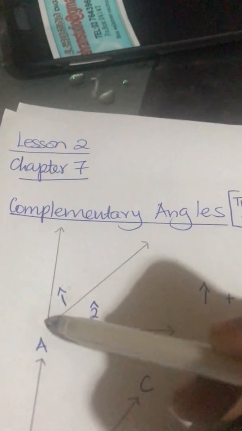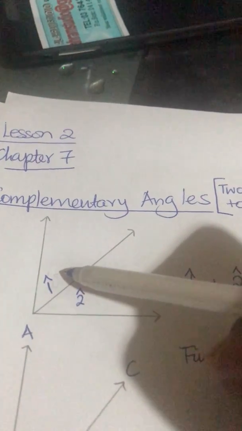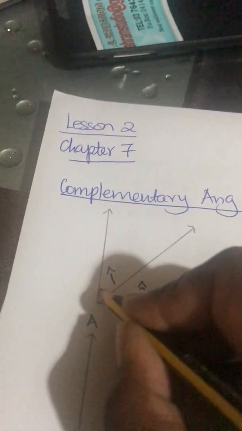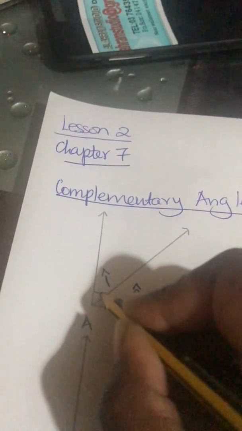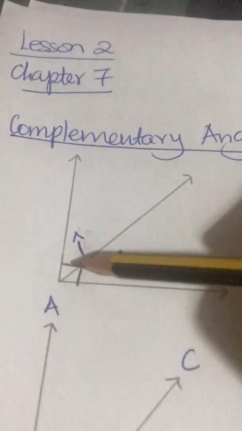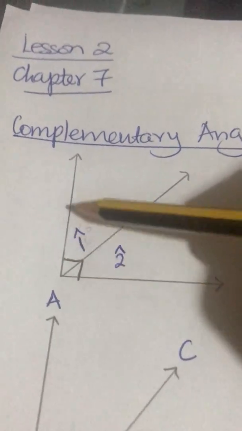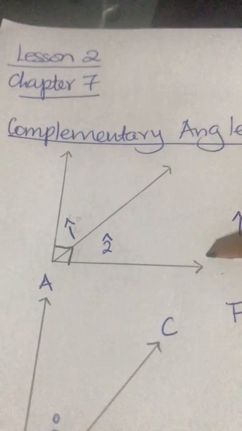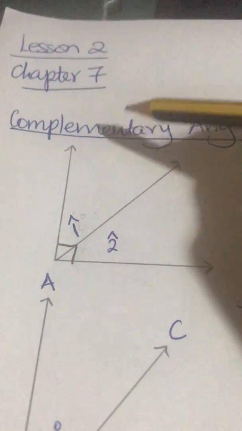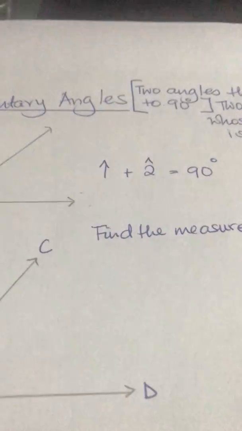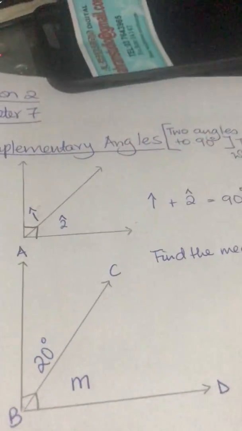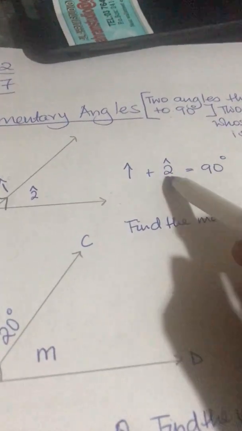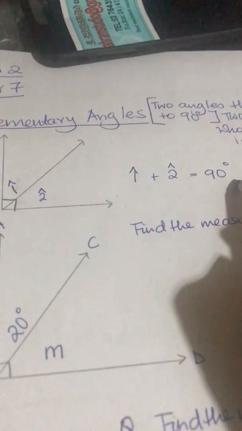Then we have a picture. This is our picture. So these are the two angles that are complementary, and we said they are 90. So I will put a box over here. Remember, we said if I see this box, then this angle is a right angle, and a right angle is 90 degrees. So how will I write it in an equation? Angle 1 plus angle 2 should equal 90 degrees.